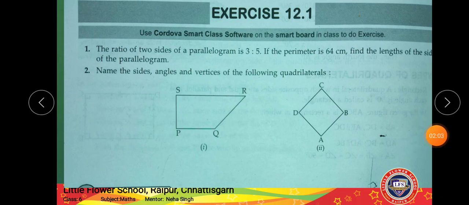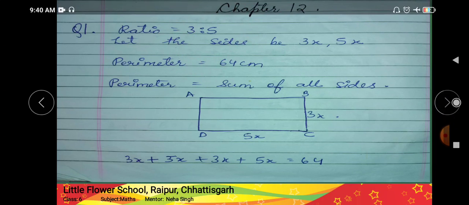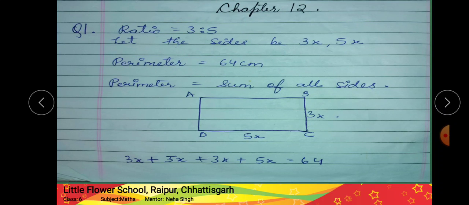So now coming to the exercise, we were reading the question. The ratio of 2 sides of a parallelogram is 3:5. If the perimeter given is 64, find the length of the side of the parallelogram. So how will you solve this? Ratio is given 3:5, so we will take that let the sides be x. With the ratio 3 and 5, the sides will be 3x and 5x.